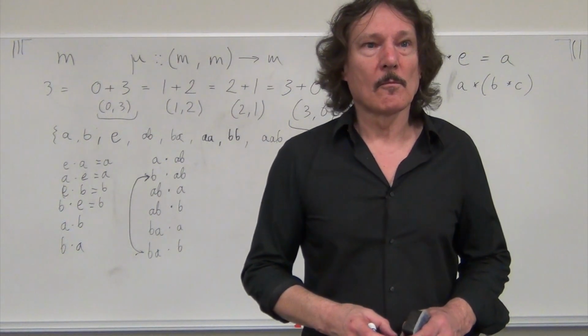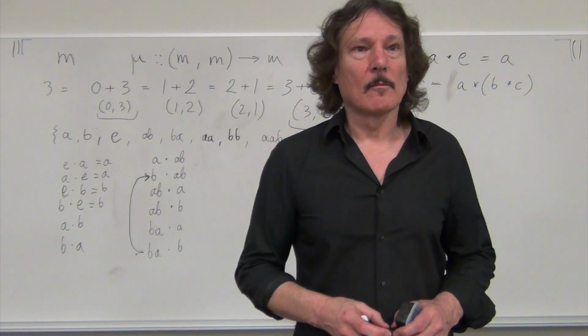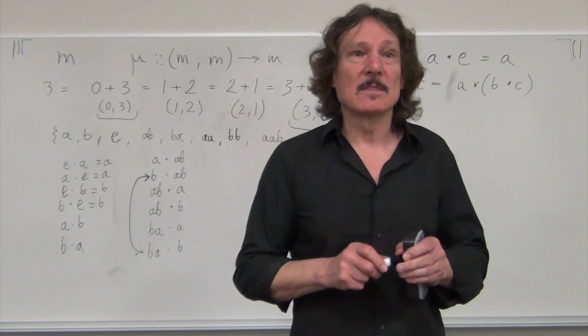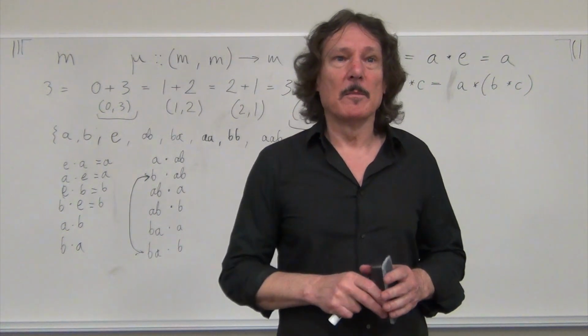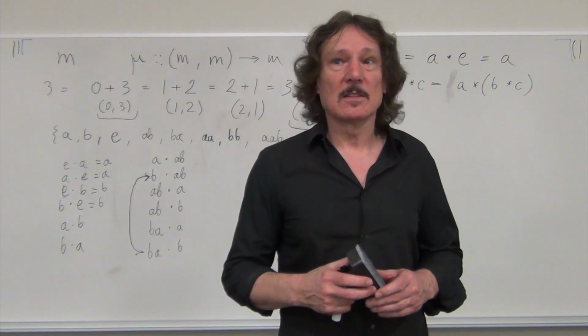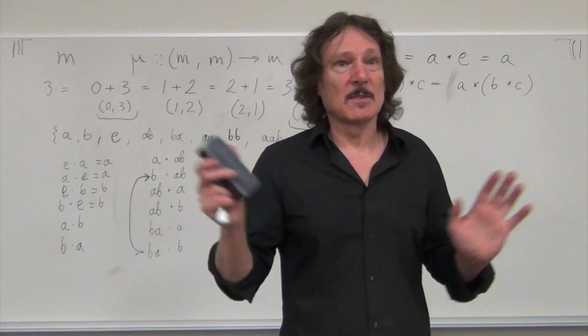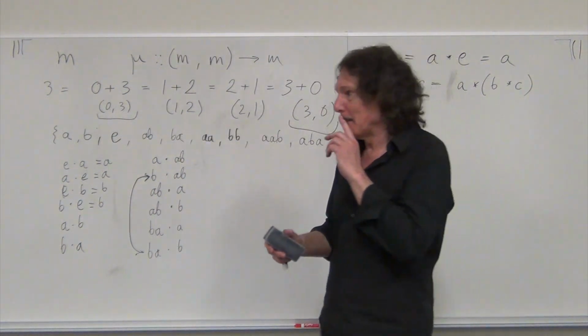Yes? Why did you add AB and BA? Doesn't associativity make those the same? No, that would be symmetry. Not all monoids have symmetry. It's like if you do matrix multiplication, for instance, A times B is not the same as B times A.